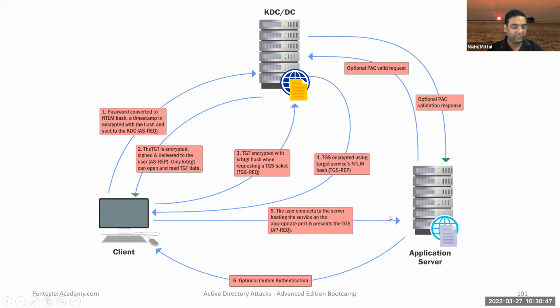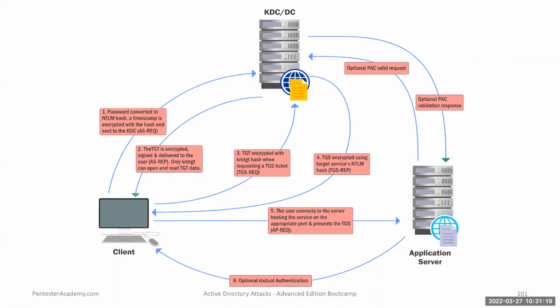The target service can decrypt it because it has access to its own secrets. And then it is the target service that decides on the user's privileges. The KDC has no role in authorization unless the PAC validation is enabled, which is disabled by default. There is also an optional step number 6 for mutual authentication to stop clients from sending TGS to rogue services. That is how Kerberos works.